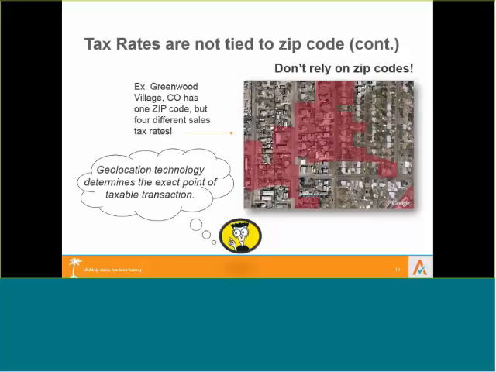And just to give you a taste of that, what you're looking at right here is Greenwood, Colorado. This whole area is one zip code, but it is actually made up of 4 different sales tax rates. So literally businesses that are next door or across the street from one another actually fall within different taxing jurisdictions. And as you can see, it obviously becomes problematic for a business when you just assume too much in terms of aligning zip codes on where your transactional information goes.